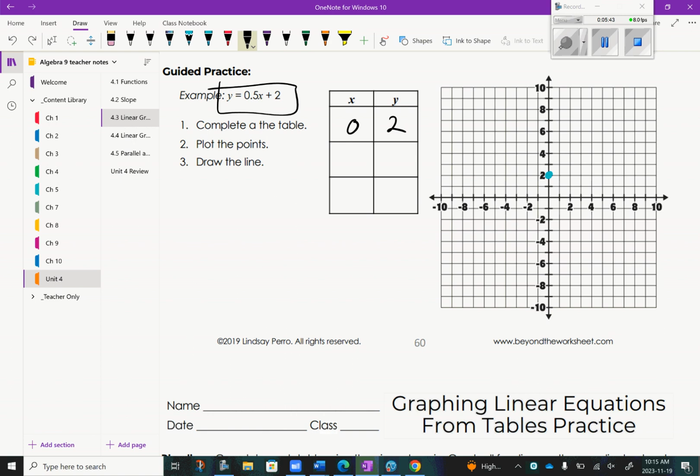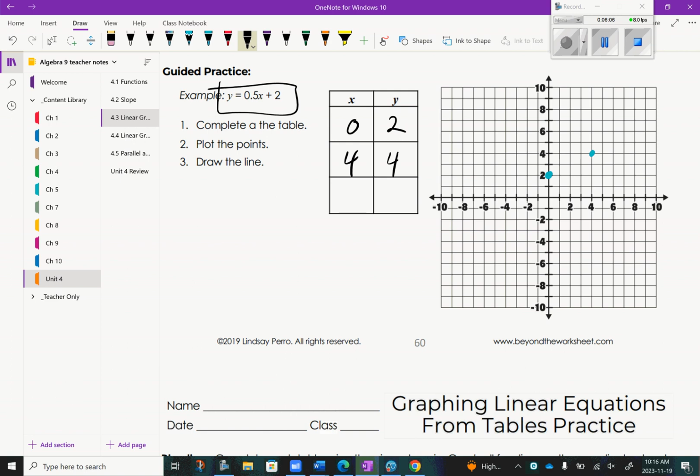Now, again, I know this number in front of the x is 1/2. I'm not going to choose an odd number like 7. What happens if I put in, say, 4 in place of x? Half of 4 is 2. 2 plus 2 is 4. So I would plot the point 4, 4.